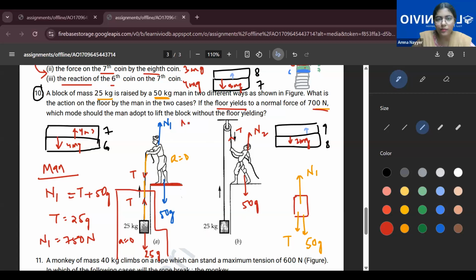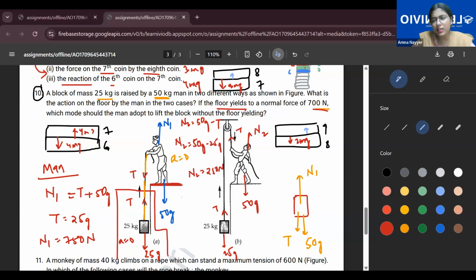What will be N2? See, N2 plus T will be equal to 50G. So N2 will be equal to 50G minus tension. Yes, this would be in this case. The tension from this side is still balancing the 25G. 25G, when I say, please don't get it confused with grams. This is not grams. This is acceleration due to gravity. So N2 will be 50G minus 25G. N2 will give you 250 Newton.